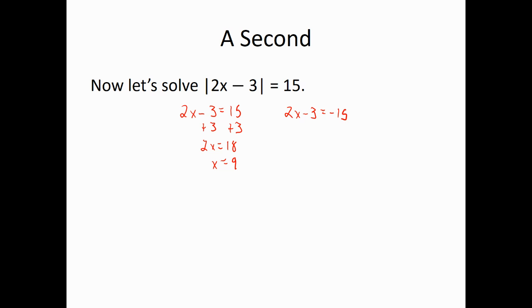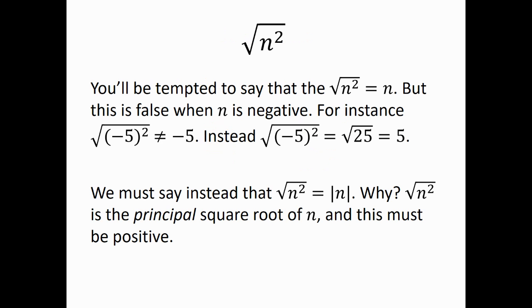Now for the second of the two equations, once again, we'd add a 3 to both sides. And in this case, we find that 2x equals negative 12, which means that another possibility here is that x can equal negative 6. So either of those two values will make the absolute value of 2x minus 3 equal to 15 true.